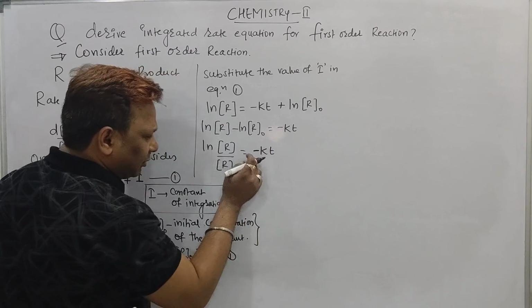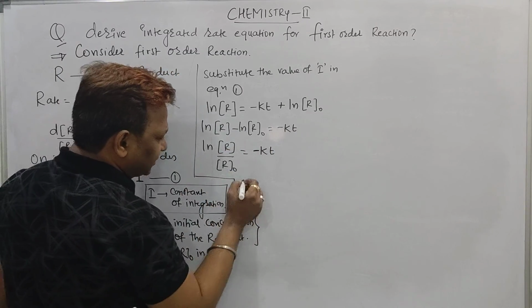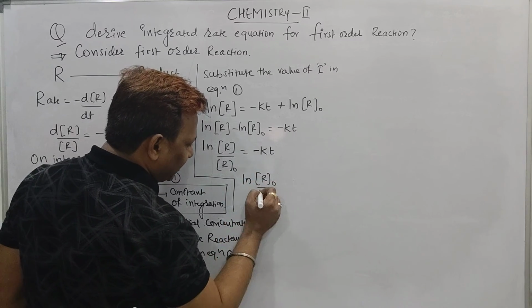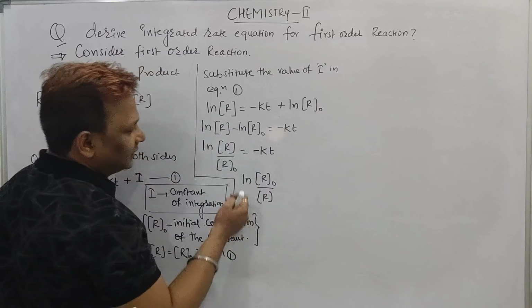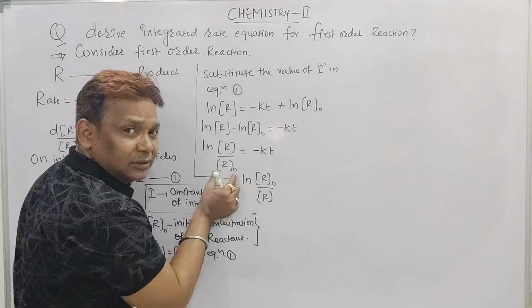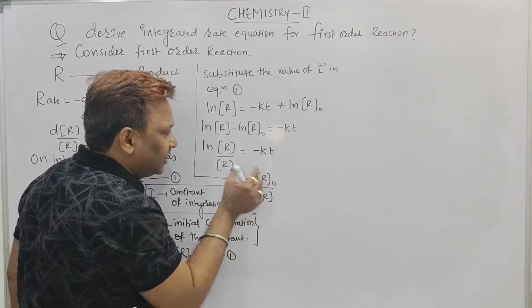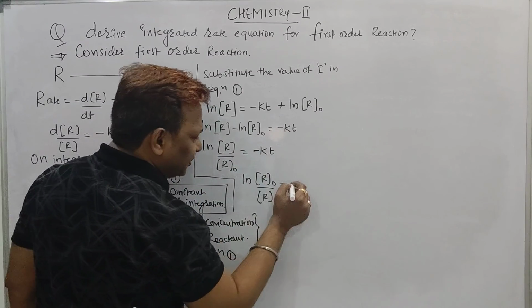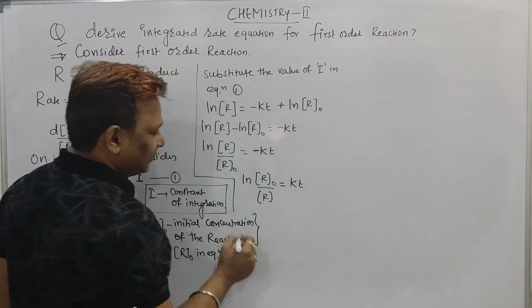Beta, if you want to take out this minus, this equation can be written as ln concentration of R naught by concentration of R. See beta, the term which is on the denominator comes on the numerator and the numerator term comes on the denominator. That's it. That time minus becomes plus and it becomes kt.